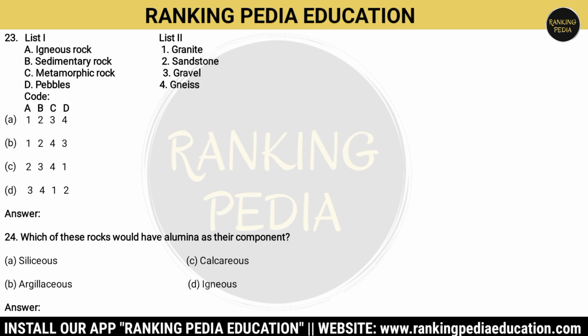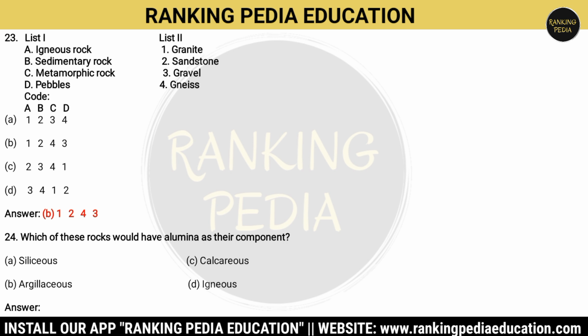So that is igneous rocks belongs to granite. Option number, that is A with 1. Sedimentary rock is with sandstone. Metamorphic rock is with gneiss, that is 4. So A is with 1, B is with 2. Metamorphic rock, that is with 4, that is gneiss, and your pebbles are with gravel. D is with 3. So which one option is correct? Option number B, that is A1, B2, C4 and D3. So option number B is correct.